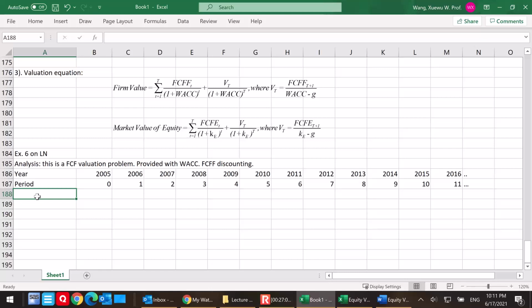So now we're looking at the first one, which is sales. For 2005 for Keynes Cole, the sales is $518 million.